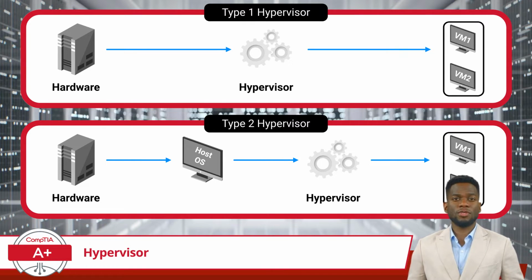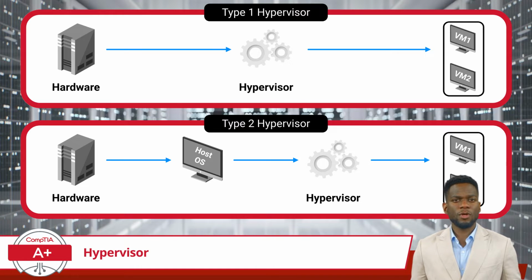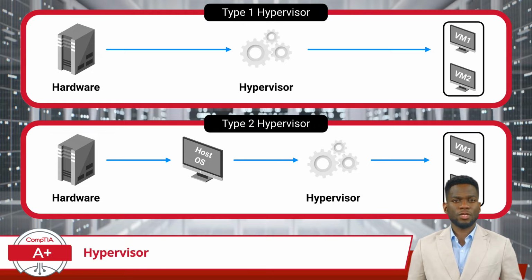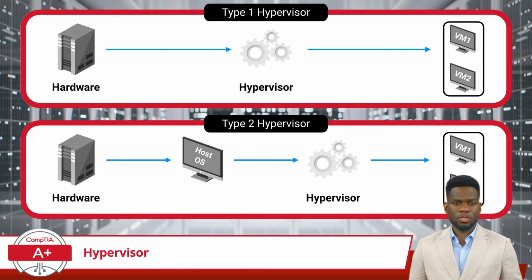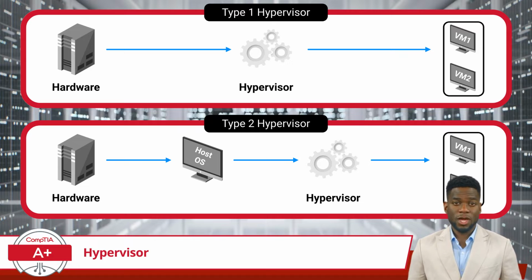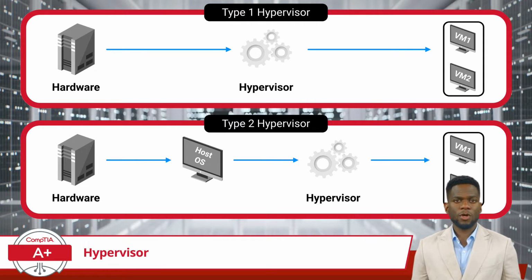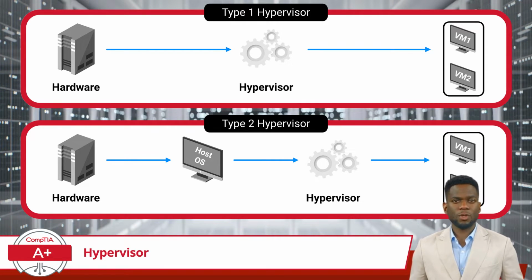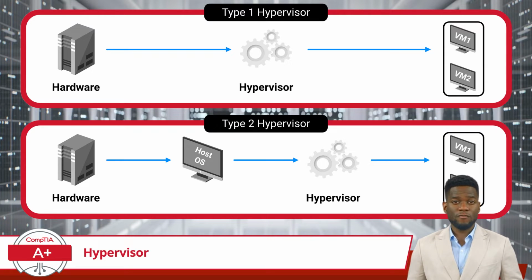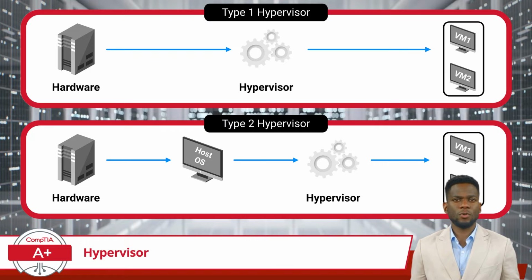In contrast, Type 2 hypervisors, also known as hosted hypervisors, run as applications on top of conventional operating systems like Windows, macOS, or Linux. They rely on the underlying operating system to manage hardware resources and provide services to virtual machines. Type 2 hypervisors are often used for client-side virtualization.